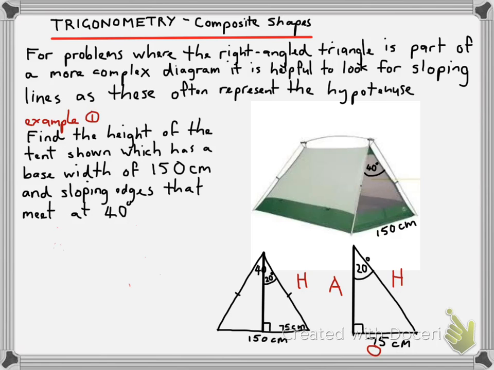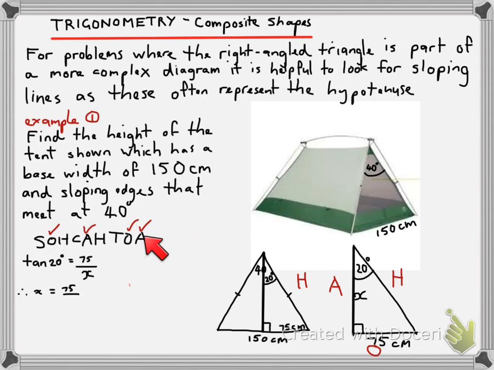Now in this question, the aim was to find the height of the tent. So the adjacent side is the one I want to find. I write out SOHCAHTOA, and I'm going to place ticks next to what I know. I know the opposite side, so I've ticked that. I wanted to find the adjacent side, which is labelled X on my diagram, so I've ticked that.